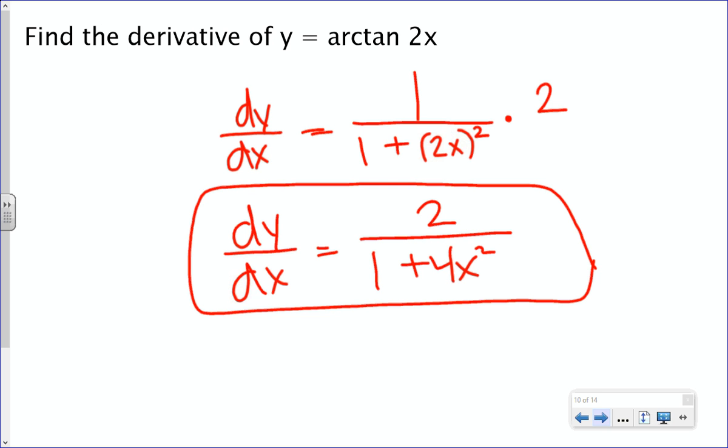Questions? Make the derivative, keep the inside alone, multiply by the derivative of the inside.